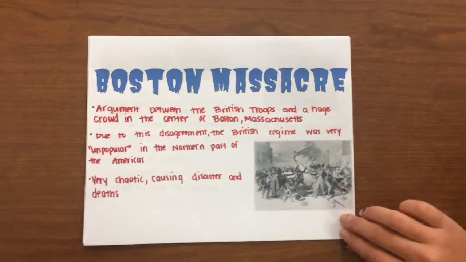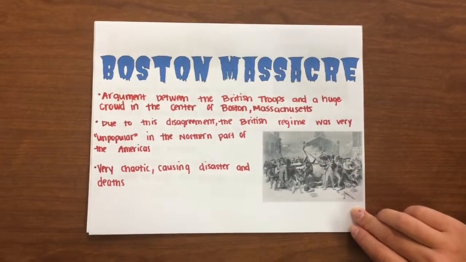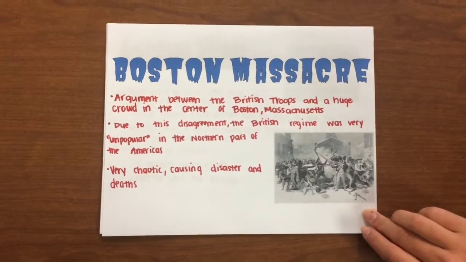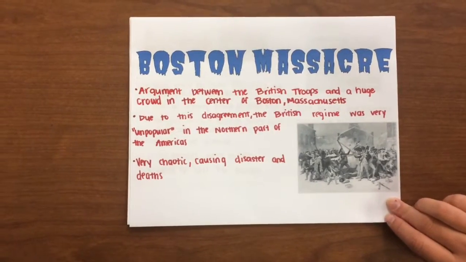The Boston Massacre. This was an argument between the British troops and a huge crowd in the center of Boston, Massachusetts. Due to this disagreement, the British regime was very unpopular in the northern part of the Americas. This was very chaotic, causing disaster and deaths.